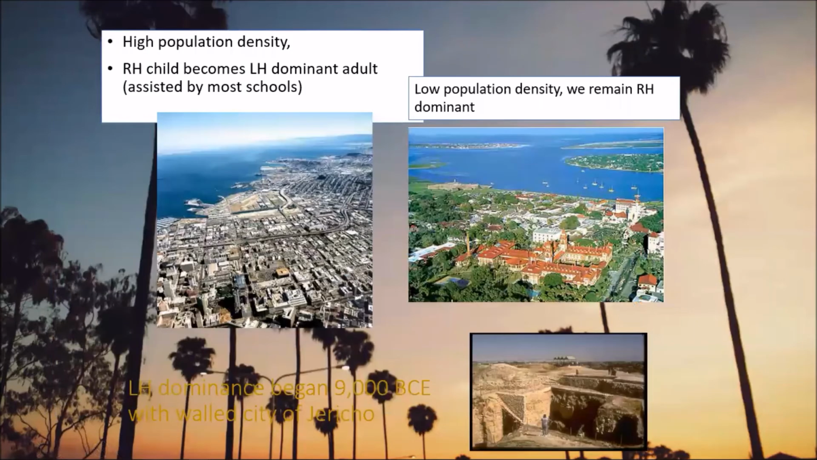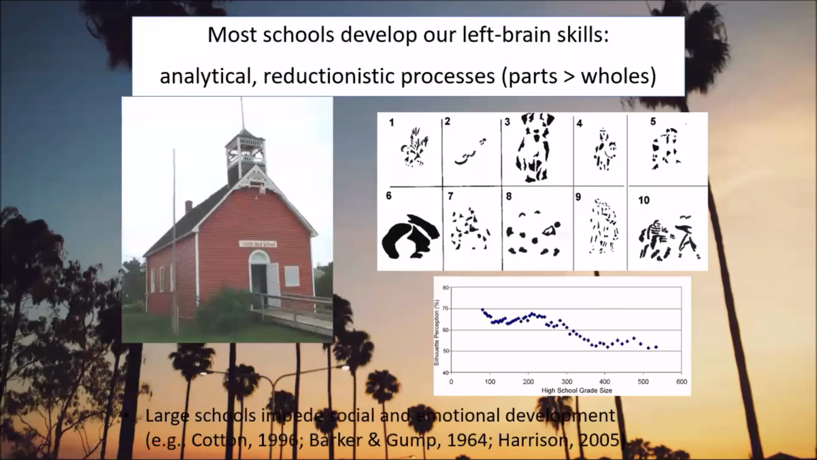Well, here it is. High population density, right hemisphere child becomes left hemisphere dominant adult. Where in low population density, we maintain right hemisphere dominance. We maintain the more initial state that we were. But schools, the larger the school, the more left brain we become.